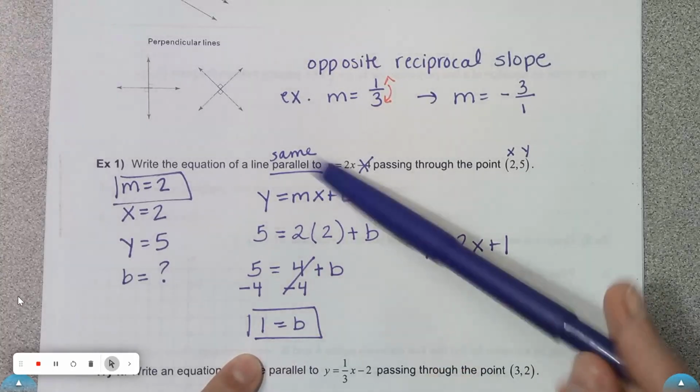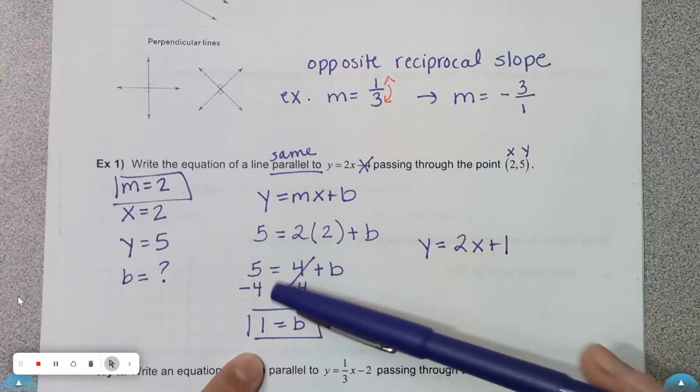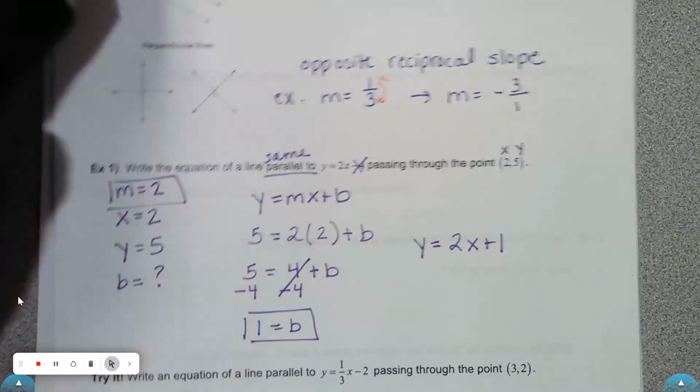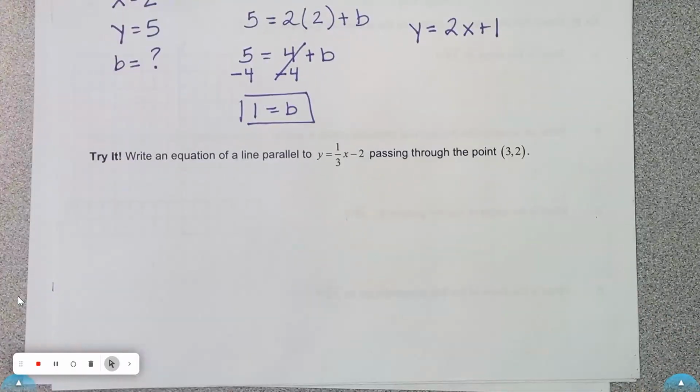So we've done this process before, however, the only new concept is the parallel and perpendicular one. So what I would like you to do is pause the video right here so that you could try it by yourself. It's parallel, so it's the same type of process. And then you'll unpause the video so that you can check your answers.